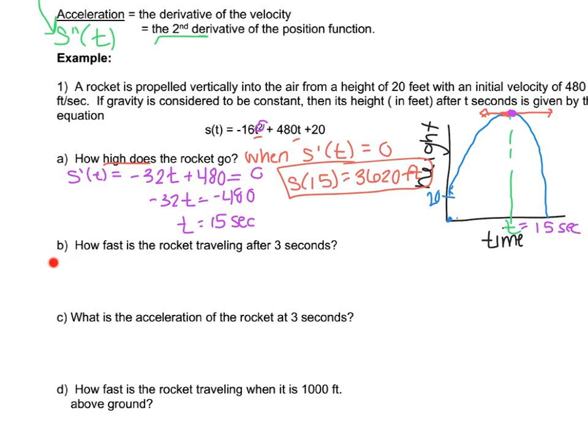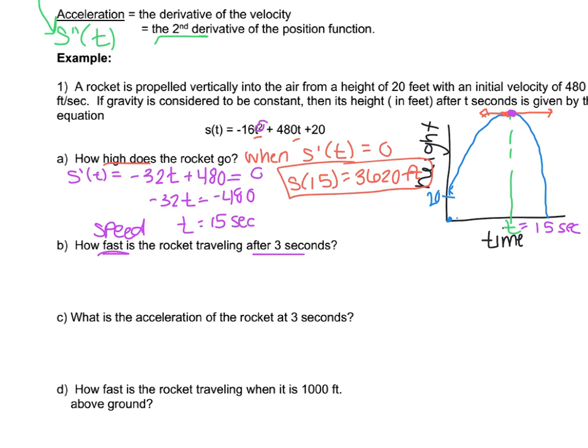Okay, part B is asking how fast is the rocket traveling after 3 seconds. So what this is asking for is the speed. How fast it's moving is speed. So we are asked to find speed at 3 seconds. So this is going to come from that instantaneous rate of change at 3 seconds. Instantaneous rate of change of an object. That's the velocity, and that would be the derivative.